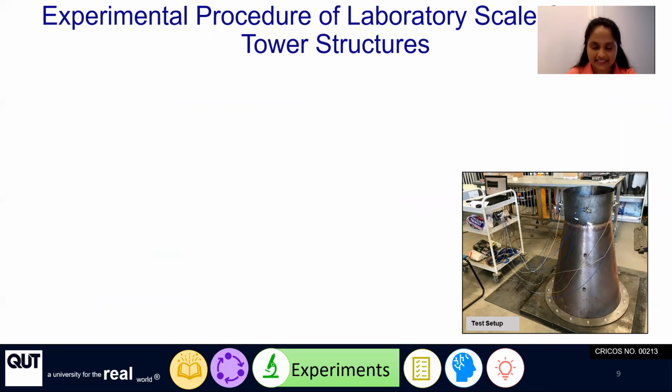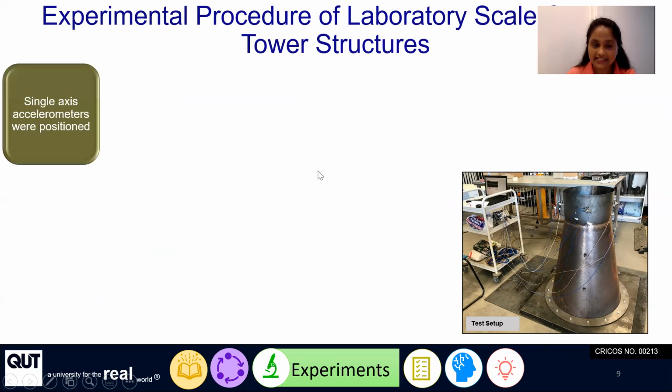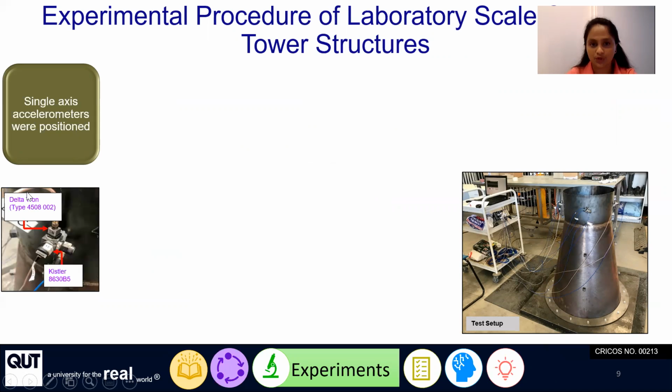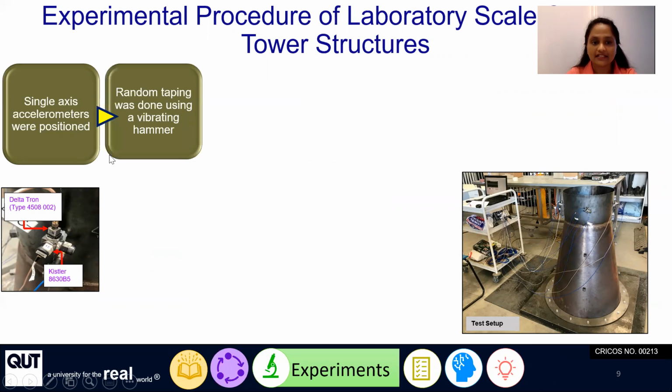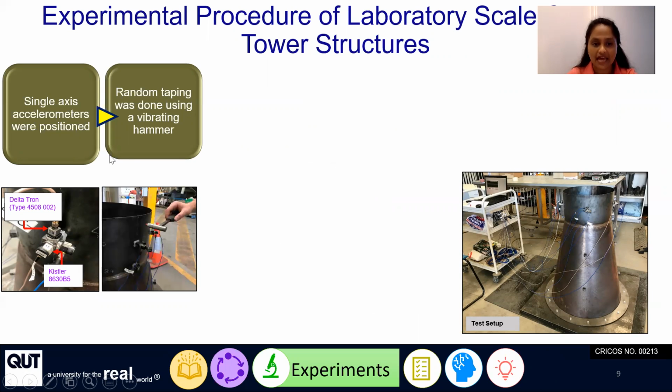I carried out the experimental testing using a laboratory scale cooling tower structure as shown in this figure. In this case, we have used single axis accelerometers. Therefore, the single axis accelerometers were positioned using steel hollow cubes as shown in this figure. And random tapping was done using a vibrating hammer because these structures cannot be excited naturally. Therefore, random tapping was done.